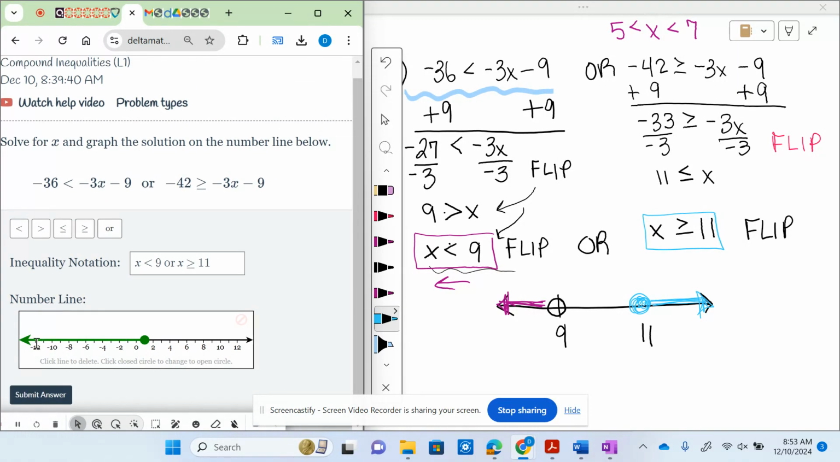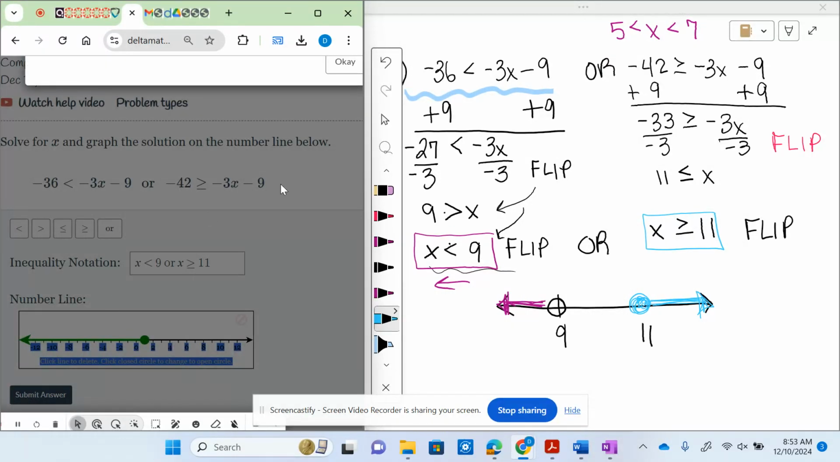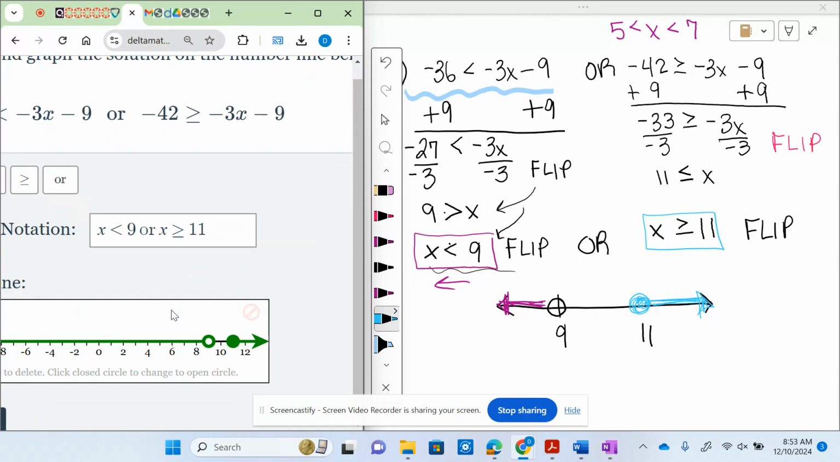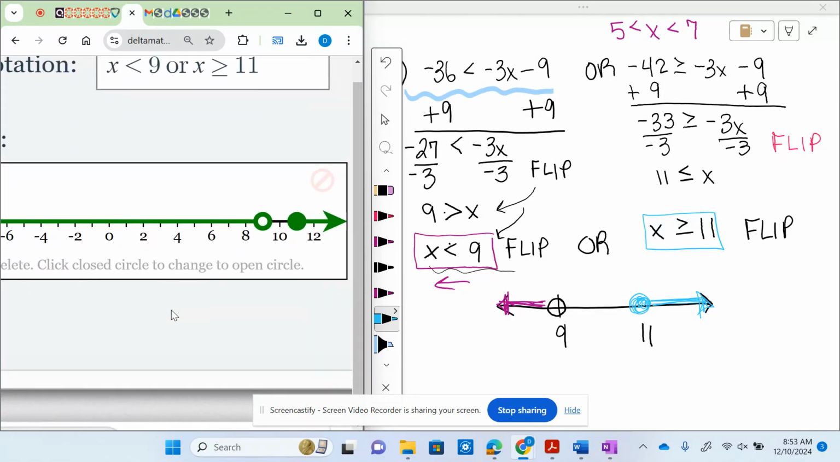Let me shrink that up so I can graph it all the way down. I'm trying to move it and it's just not allowing me. How do I make it go away? Got it. Okay. So I need to go all the way to the 9 and put an open circle. And then I need to go right here to the 11. So come back from the other side, 11, closed circle. So this is what it looks like. Open circle on the 9, shade to the left, closed circle on the 11, shade to the right.